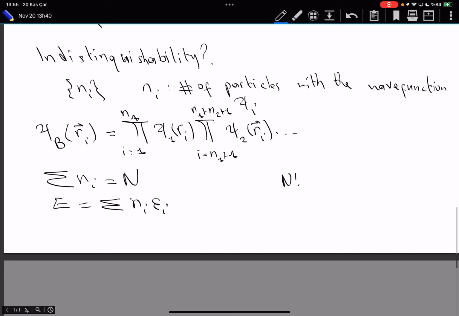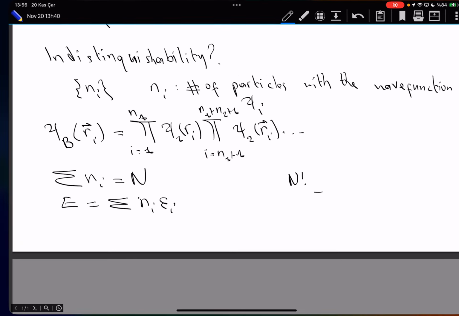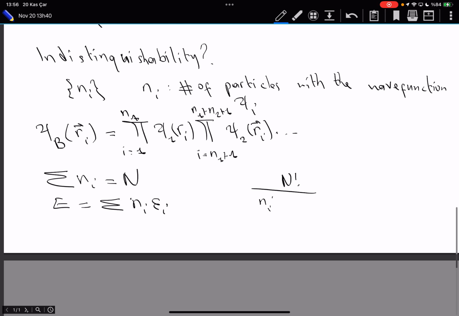For example, if I exchange R1 and R2, if they are both in the state psi1, it doesn't give me a new state. So I should divide by this factor. Well, this is what we actually did in classical physics. Of course, we had the Gibbs correction. We divided by 1 over n factorial, so basically each of these wave functions had a weight 1 over n1 factorial times n2 factorial times n3 factorial, etc.